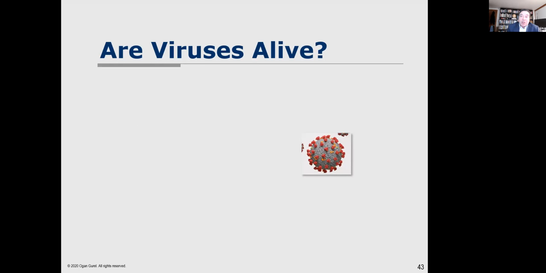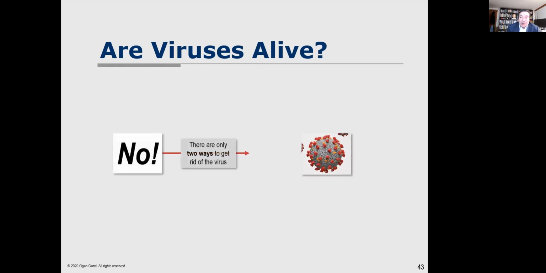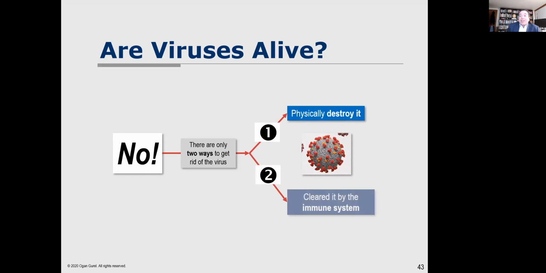So we asked the question, are viruses alive? And you know the answer is no. So there are only two ways to get rid of the virus. One is to physically destroy it, for example, with the soap, the alcohol, and so forth. The second is to have it cleared by the immune system. There are no antibiotics for viruses, and certainly not for SARS-CoV-2 either.